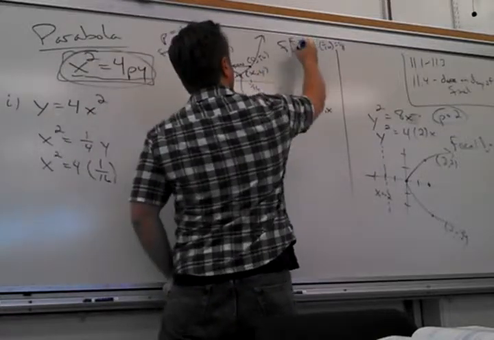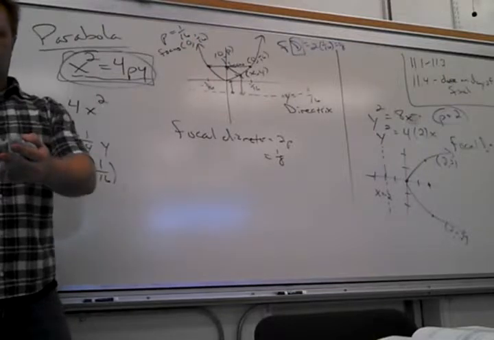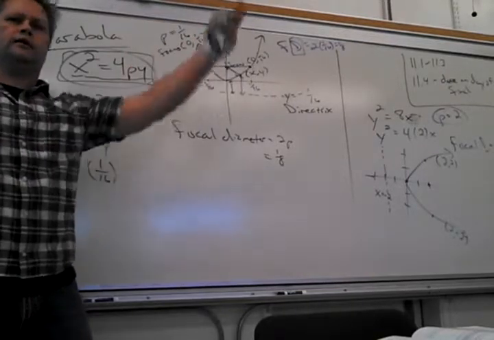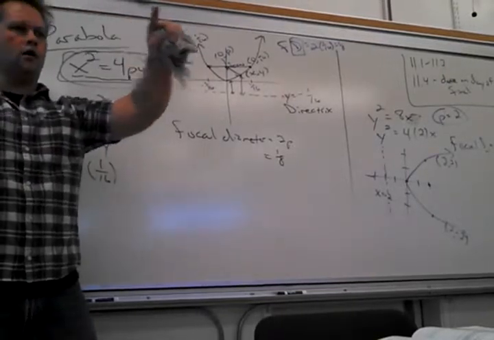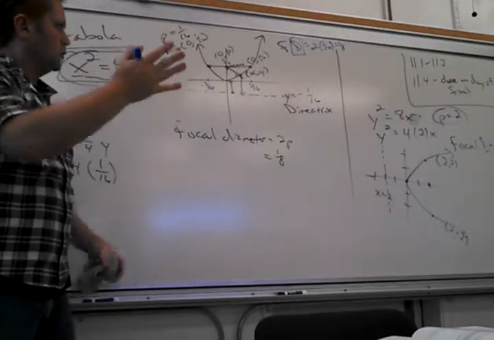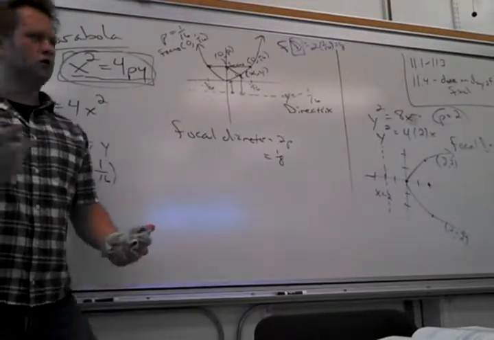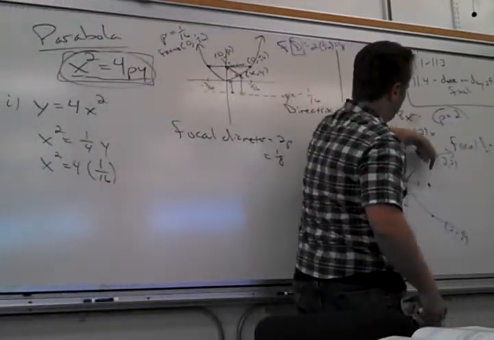So the focal diameter is for constructing a parabolic satellite dish or something, so you know exactly how long it's got to be across. But for the purposes of graphing, I always prefer just to look at p as my radius. Just start at the focus and go up and down that much. So p is 2. So I'm going to go up 2 and down 2.